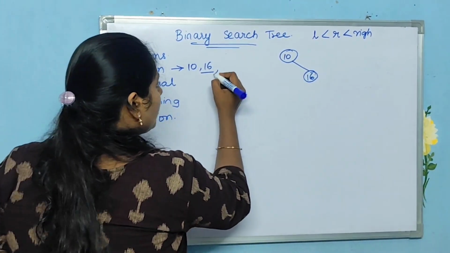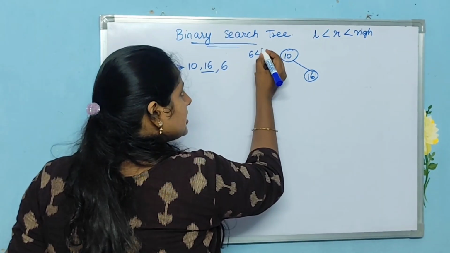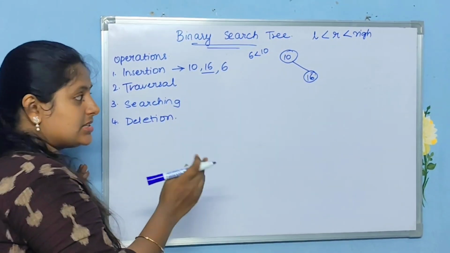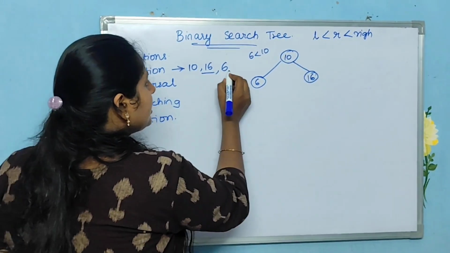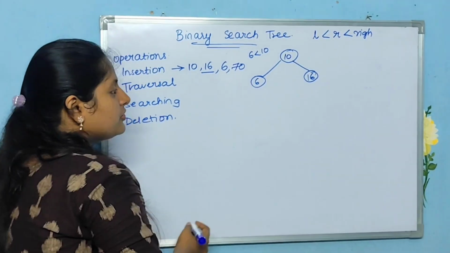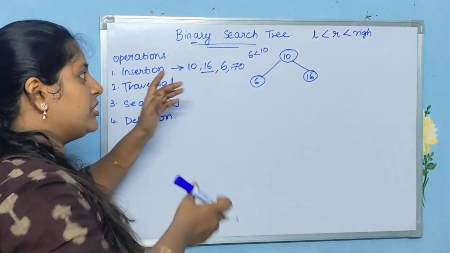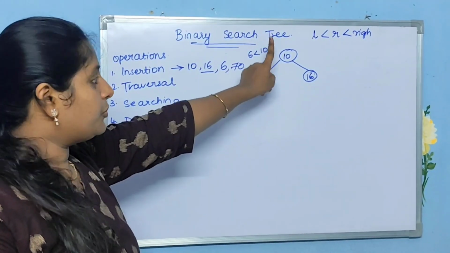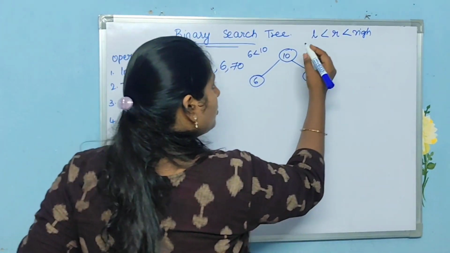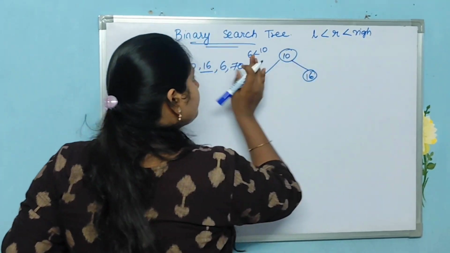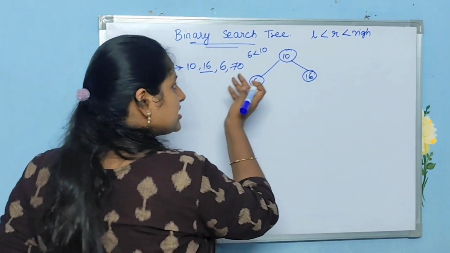Now I want to add 6. Is 6 less than 10? Yes, if it is less than, you have to insert it in the left subtree. Now my next node is 17. First you went to 10. You have to start inserting elements from the root node. First you traverse the root node, then you go to the next element. The element to be inserted is 70.